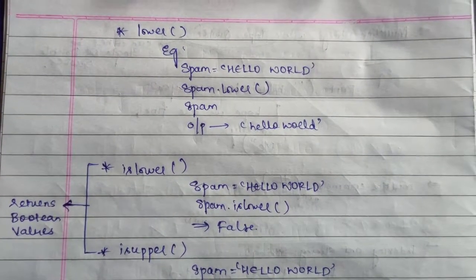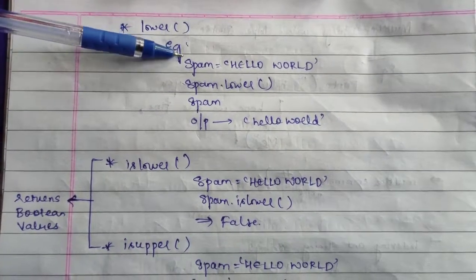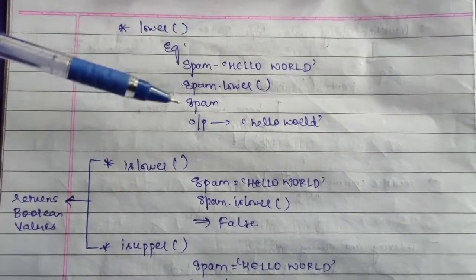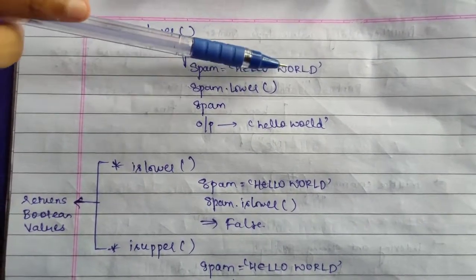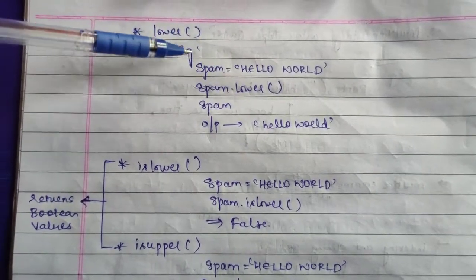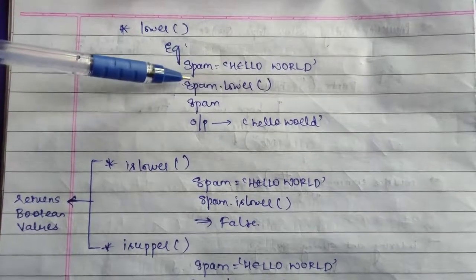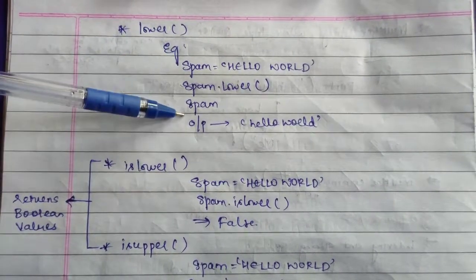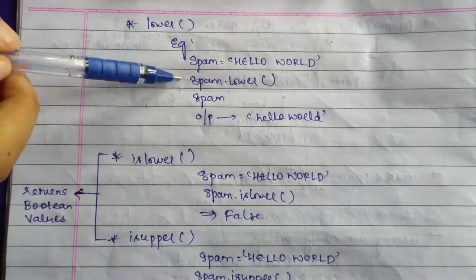And the next method we have is the lower. For the lower method, suppose you consider a string spam is equal to HELLO WORLD, written in caps, and you want to make the string literals lowercase. At that time you specify the string name dot lower method, and when you print spam, all will be converted into smaller case. So that is about the lower method.